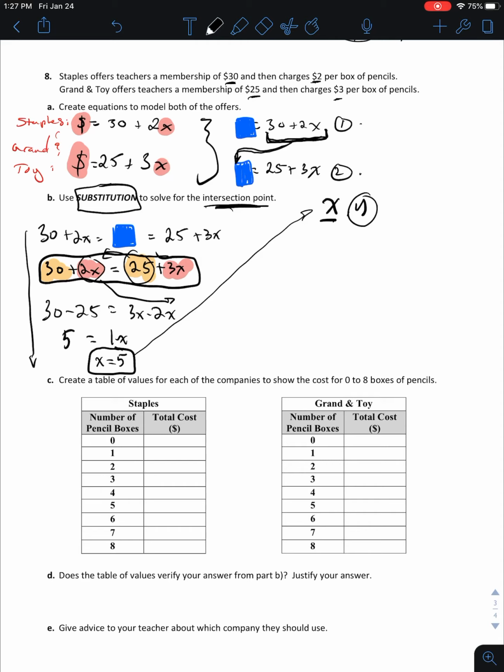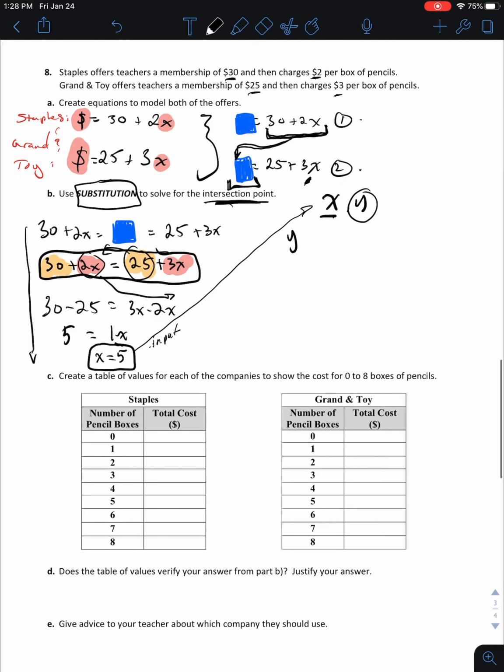You can pick at this point either of 1 or 2 to use, whatever one you like. So I'm simply just going to go like an input, like a machine, right? This is an input. And when I input things into my machines, I get outputs, which is where the blue box is, right? So here's my output. I'm going to input here, and I'm going to get an output here, right? So y equals, this is the output. Y is the output.